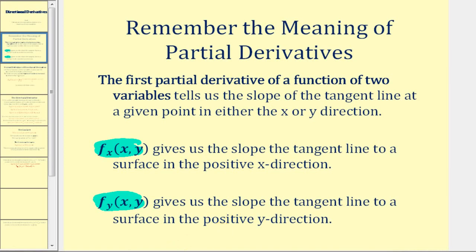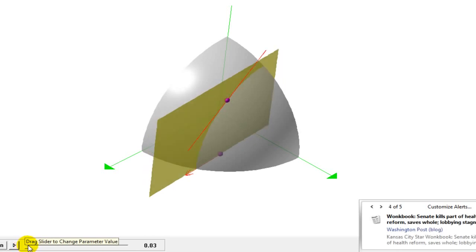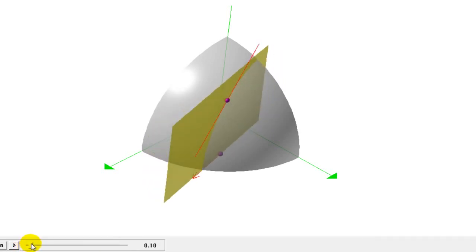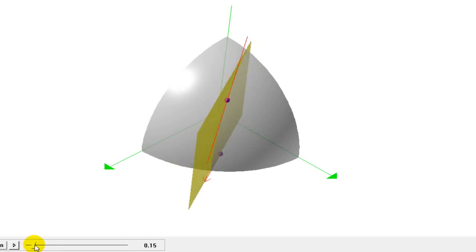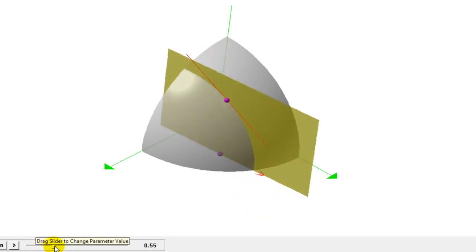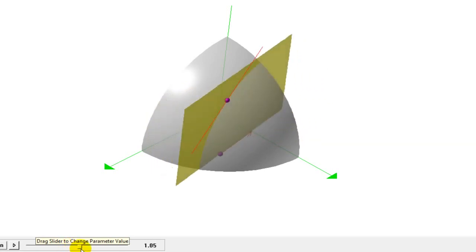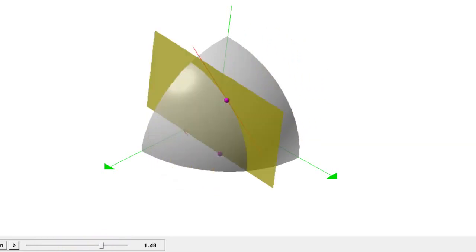Let's go and take a look at this. So here we see the tangent line in the positive x direction, but if we want to find the slope of the tangent line in any other direction other than the positive y-axis, it's going to require the directional derivative, as we see here. So with the directional derivative, we can find the slope of the tangent line in any direction that we want. Let's take a look at how we're going to do this.